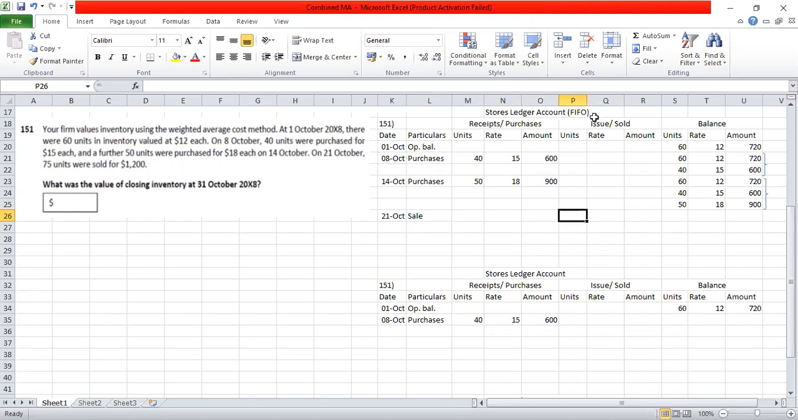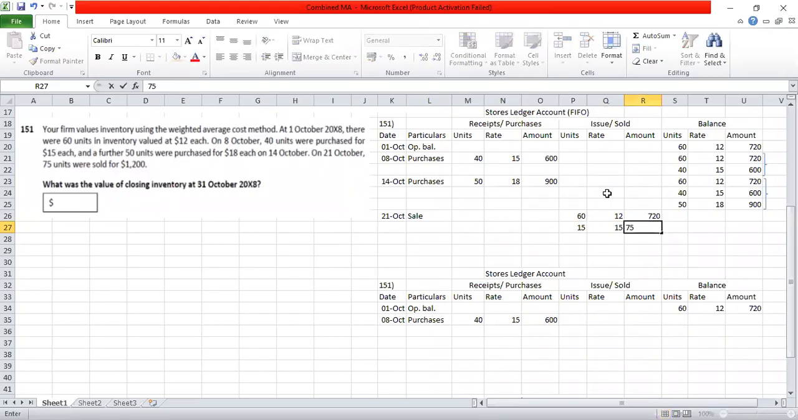This is FIFO method. So whatever comes in first will be issued out first. Since the 75 units are not present in one lot, the first lot should be taken into consideration for accounting. So we would see that it is 60 units at the rate of 12 and the amount is 720. But how many more is required? Another 15 are required. Are they present in the second lot? Yes, they are present. The second lot has 40. So this will be 15. So 60 plus 15 is 75.